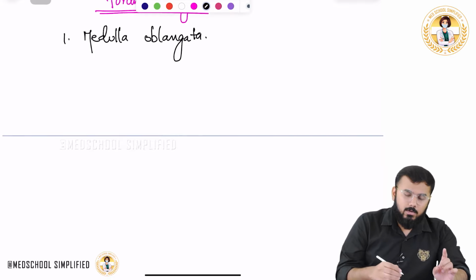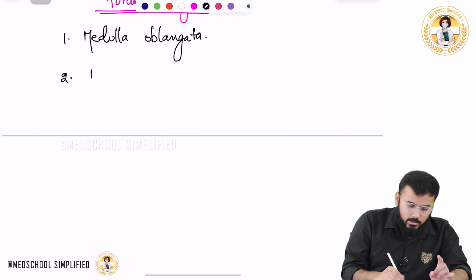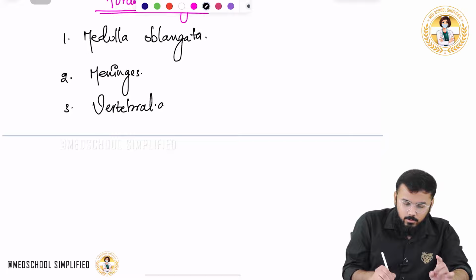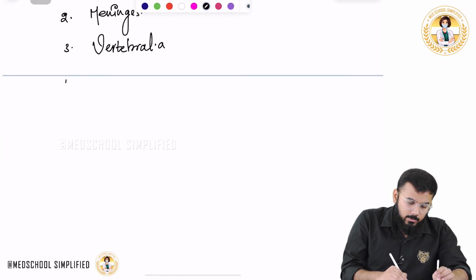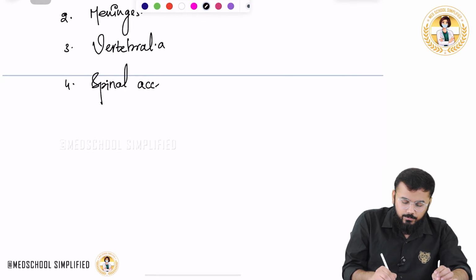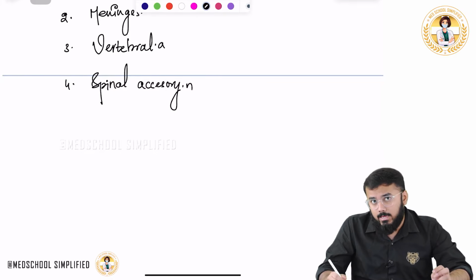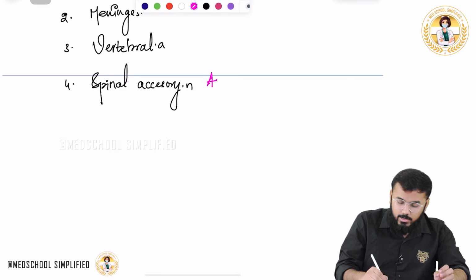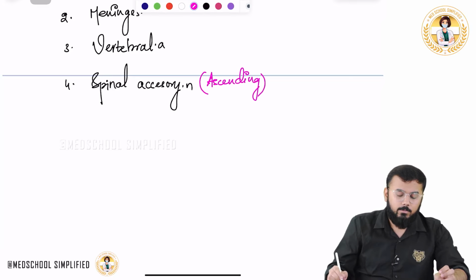So, medulla oblongata. The second important thing is your meninges. The third is your vertebral artery. The fourth important thing is your spinal accessory nerve. When I say spinal accessory nerve, there is an ascending part and a descending part. This is your ascending part.